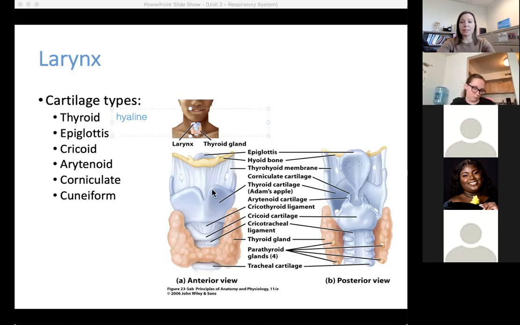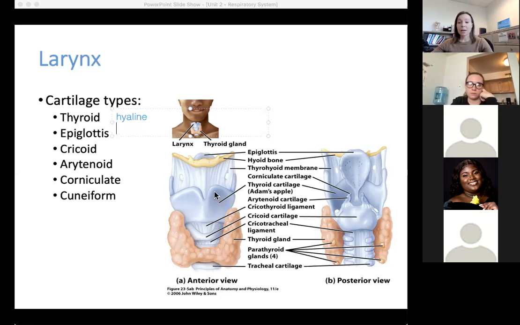So if you're looking at the diagram here, this big piece of cartilage is the thyroid cartilage. And this is known as the Adam's apple. This is the piece of cartilage that you can sometimes see sticking out in the throat. It is more pronounced in males. For females, you don't usually have that sticking out so much, but you sometimes see it in the front of people's necks. That is what you're seeing, this big piece of cartilage here.